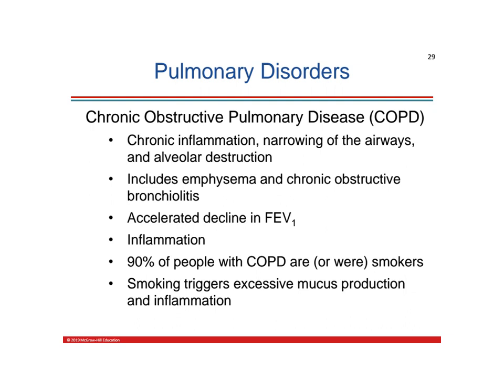One very common type of pulmonary disease is chronic obstructive pulmonary disease, or COPD. This is characterized by inflammation and narrowing of the airways and alveolar destruction. It typically includes actually two diseases, emphysema as well as chronic obstructive bronchitis. This can be diagnosed by seeing an accelerated decline in FEV1 over time as the disease progresses. Again, it's a disease of inflammation. It's often caused by smoking. So 90% of people with COPD are or were smokers.